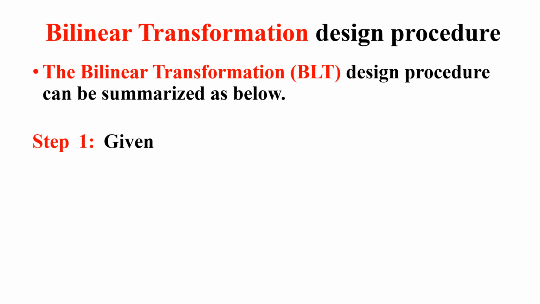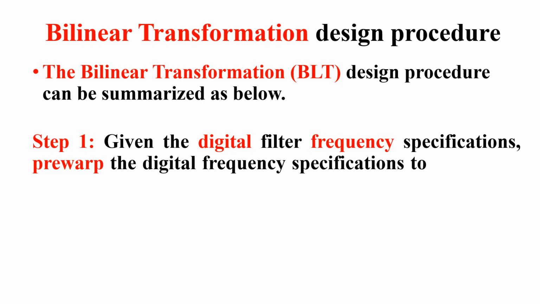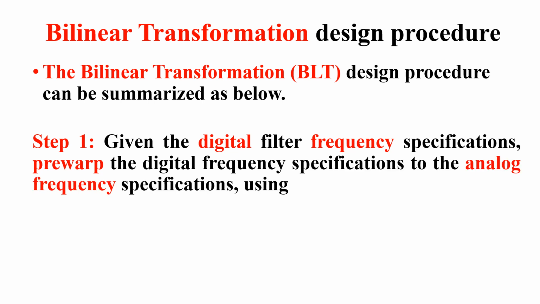Step number one, what is that? Given the digital filter frequency specifications, pre-warp the digital frequency specifications to the analog frequency specifications. What does that mean? In the numerical, it is asked to design an IIR digital filter, but the digital frequency specifications will be given, but I'm unable to design the digital filter in the first go. So what I have to do, I have to design the analog filter first. To design that analog filter, I have to convert the given digital frequency specifications to the analog domain. So that is called pre-warping. I need to pre-warp the digital frequency specifications to the analog frequency specifications.